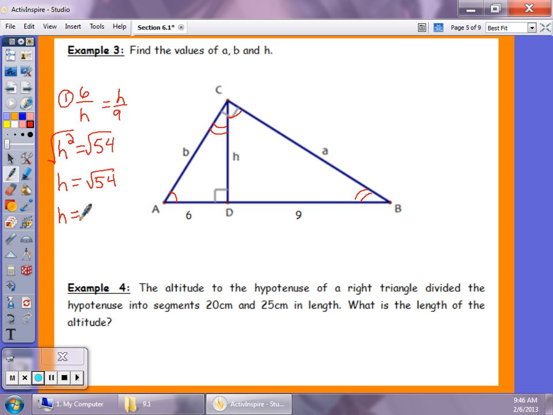And if you simplify root 54, we have 9 times 6. So the square root of 9 times 6, you want to write this out: square root of 9 times root 6. Square root of 9 is 3. So the height, or the geometric mean, is 3 root 6.